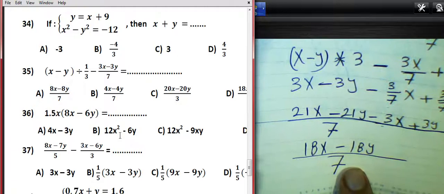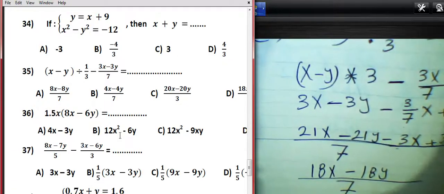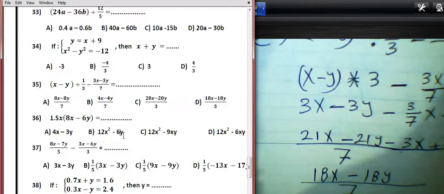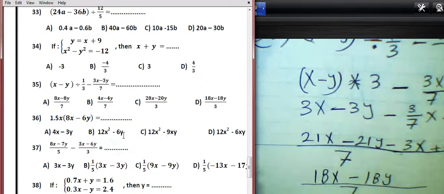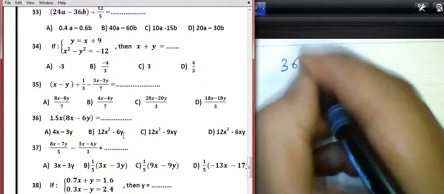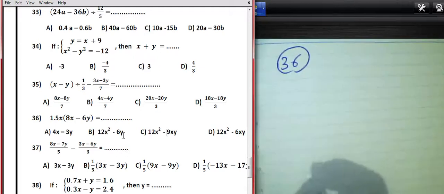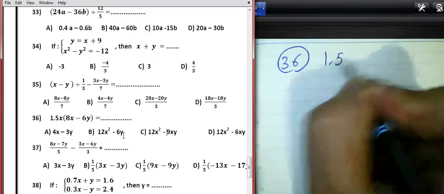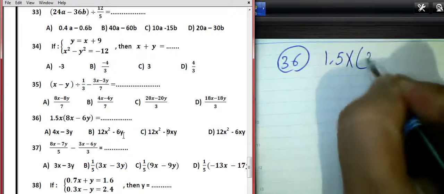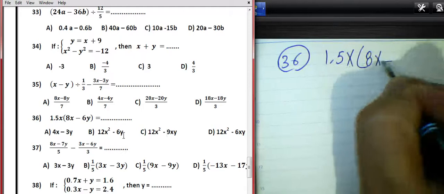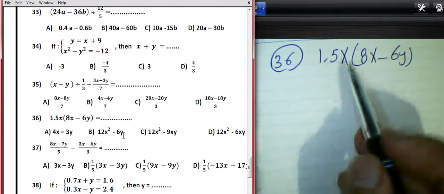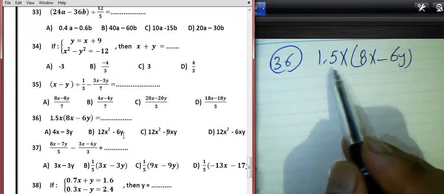And what about question 36? Look with me at question 36. Okay, question 36, he told us 1.5 multiplied by 8x subtract 6y. Who can solve it? Okay, times x. Yes, times x.